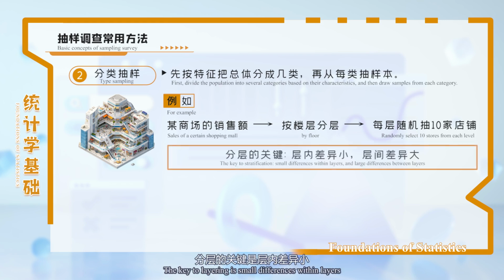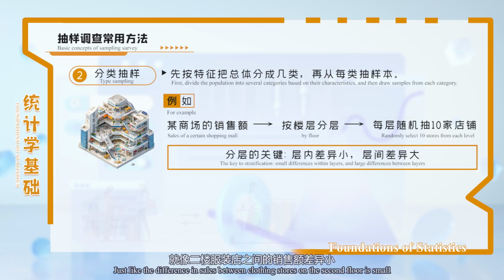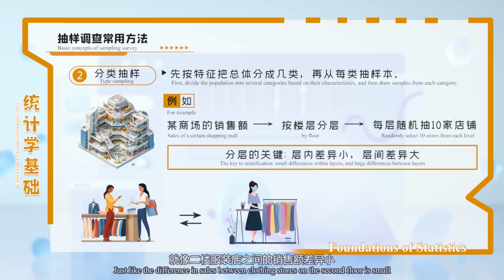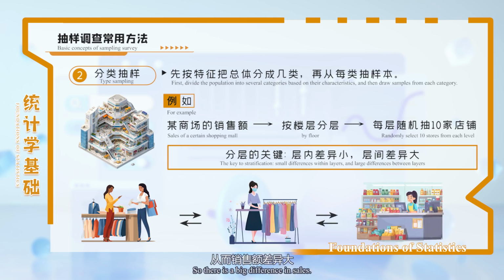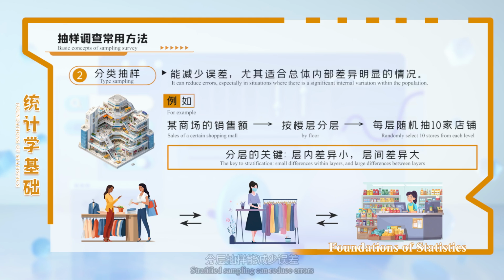The key to stratifying is small differences within layers and large differences between layers. Just like the difference in sales between clothing stores on the second floor is small. However, food and clothing vary by category, so there is a big difference in sales. They should be compared separately and sampled separately. The samples drawn this way will be more accurate compared to simple random sampling. Stratified sampling can reduce errors, and is especially suitable when there are obvious differences within the population.